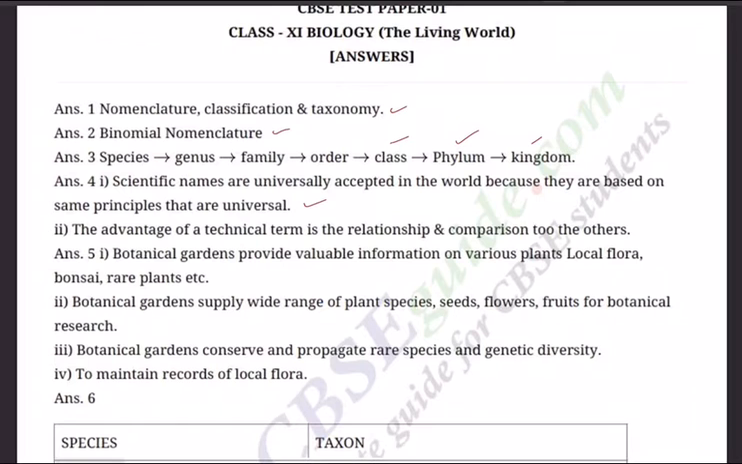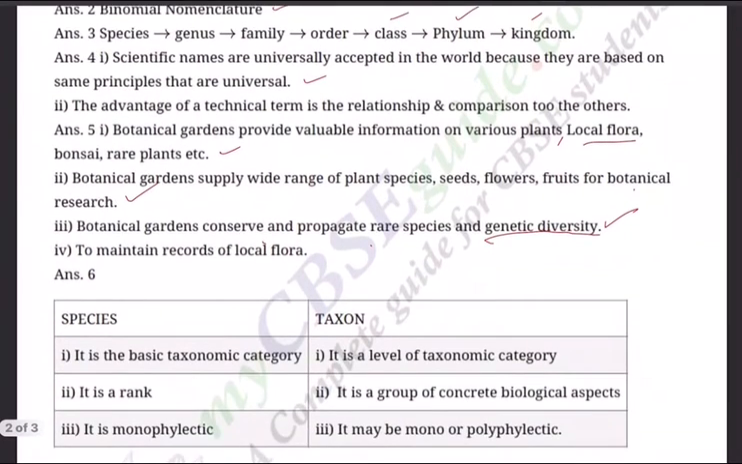Question number 5. Botanical gardens provide valuable information on various plants, local flora, bonsai, and rare plants. Botanical gardens supply a wide range of plant species, seeds, flowers, and fruits for botanical research. Botanical gardens conserve and propagate rare species and genetic diversity. This is important: genetic diversity is ensured. And of course, they maintain records of local flora. So these are the main uses of having botanical gardens.